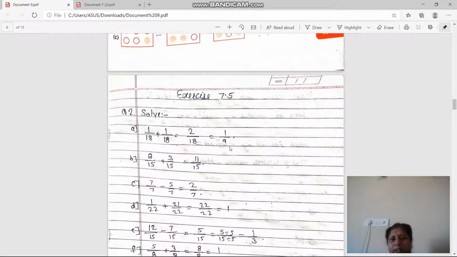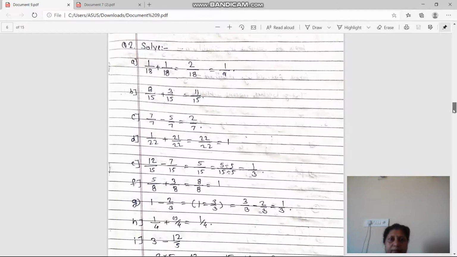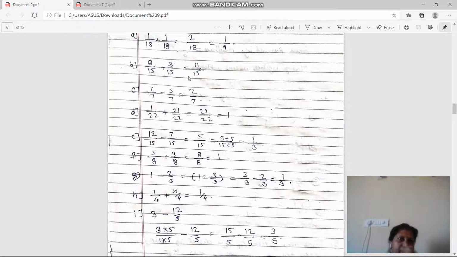So it is not necessary. Okay. So we just have to solve it. The answer will be 2 upon 18. Okay. Now next, B. 8 upon 15 plus 3 upon 15. So the denominator is the same. We have to write it as it is and 8 plus 3 we get 11. Okay. So the answer will be 11 upon 15.